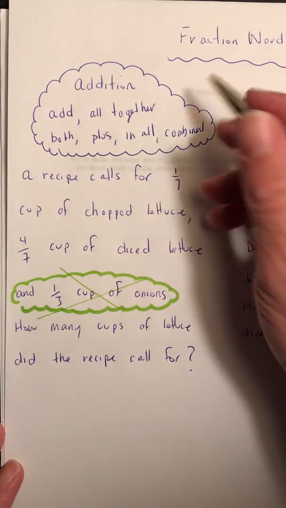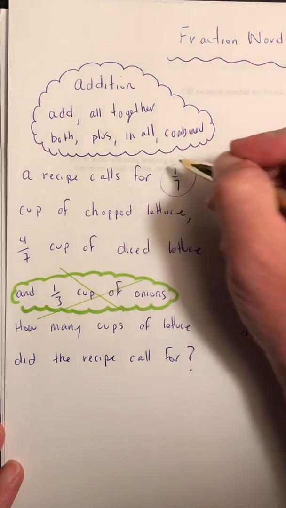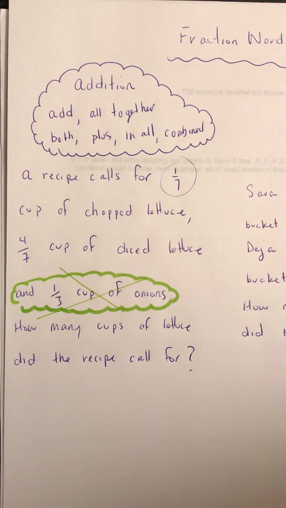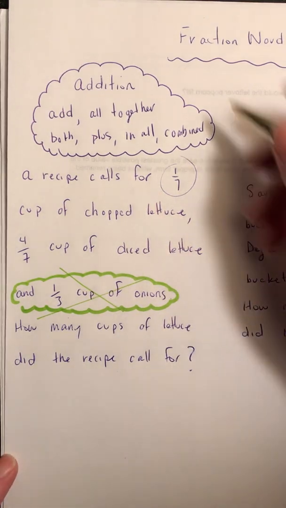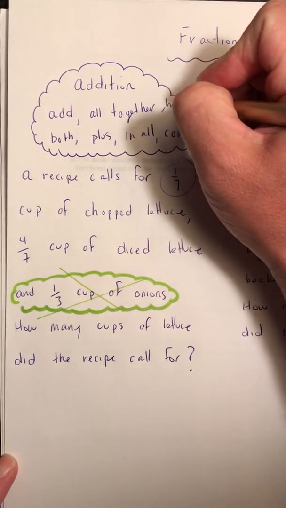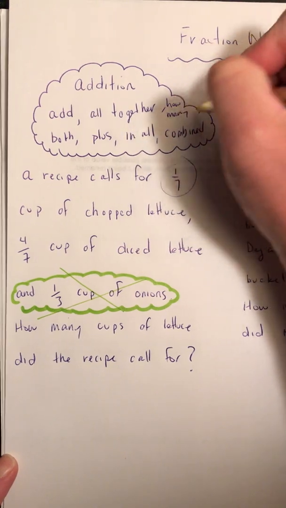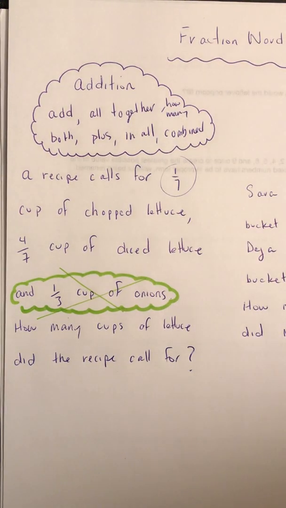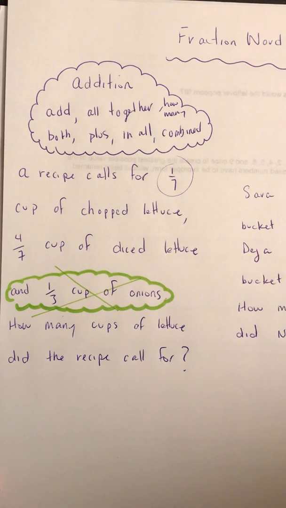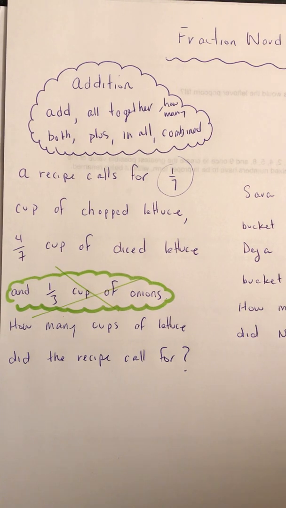So we've identified some information. 1/7 cup of chopped lettuce, okay? How many? We can put that in here. How many? That tells us all together as well. Okay, that's another word cue for addition. So how many cups of lettuce did the recipe call for? We've got one fraction of lettuce. We've got another fraction for diced lettuce. First one chopped, second one diced. Now we can go and create our question.